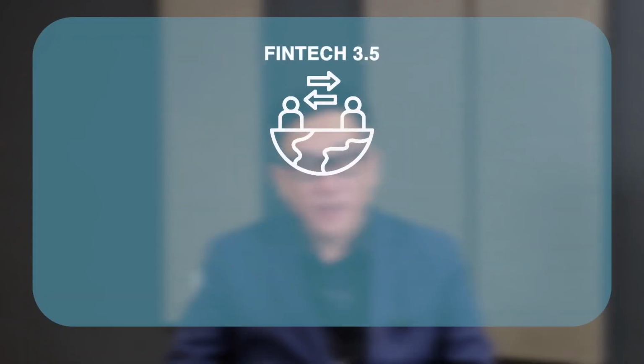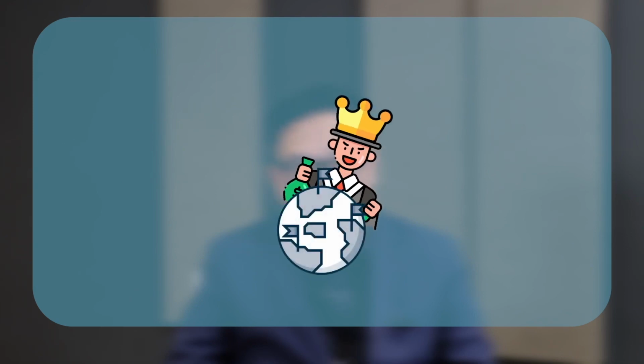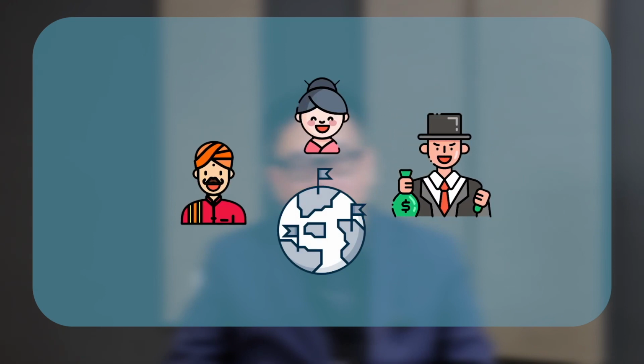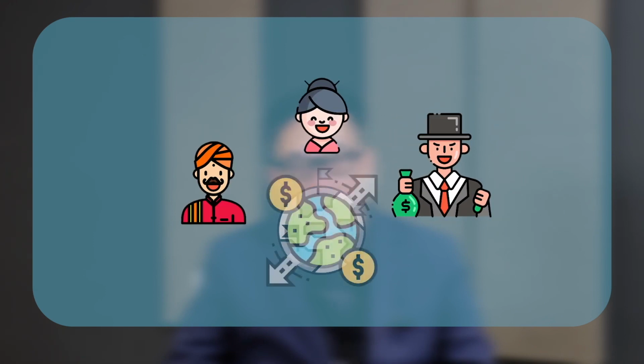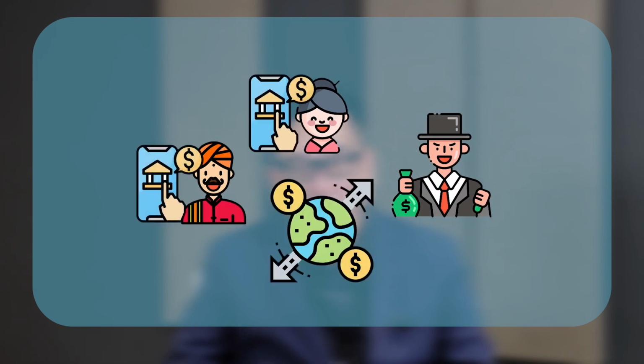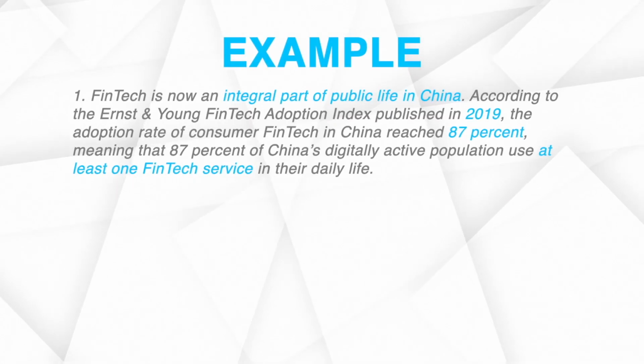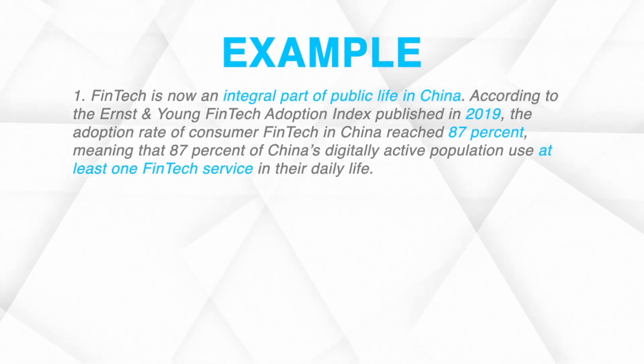Fintech 3.5 took place between 2014 and 2017 and is all about globalization. Fintech 3.5 marks a move away from the Western-dominated financial world and considers the global expansion of digital banking and improved fintech technologies. It focuses on consumer behavior and how consumers access the internet in developing countries. For example, fintech is now an integral part of public life in China.